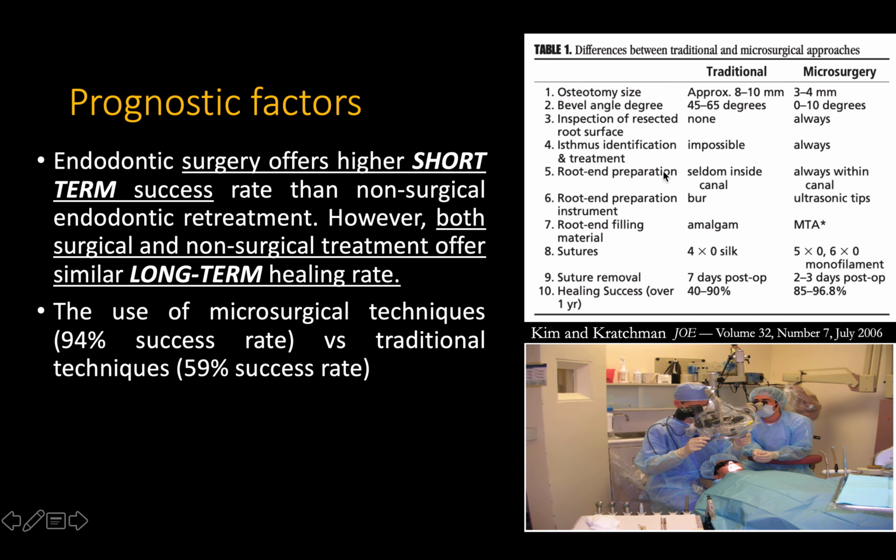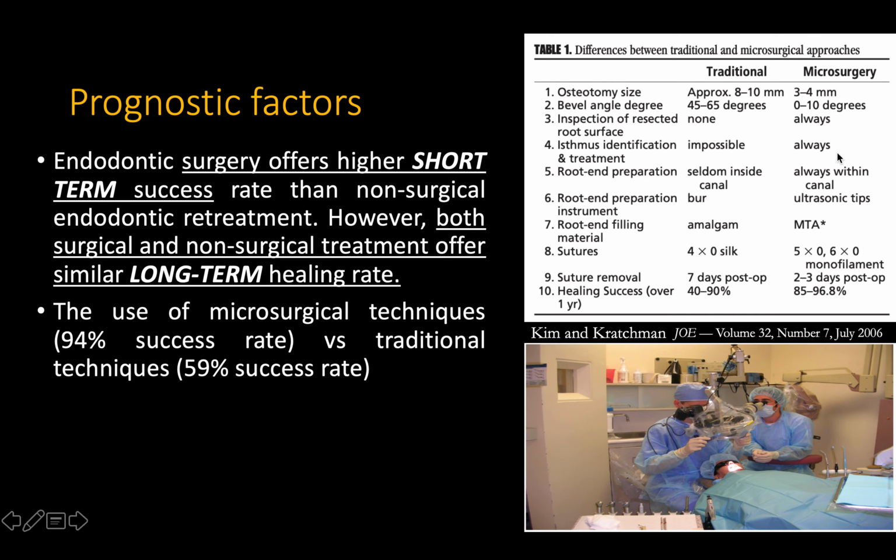The root end preparation was very difficult to do using burrs and handpieces. The root end filling used to be amalgam. We used to use silk sutures that will lead to wicking of bacteria and compromise healing. Suture removal was done around a week after the surgery, which also increases the chance of wicking of bacteria and reduces healing. So the success rate was very low.